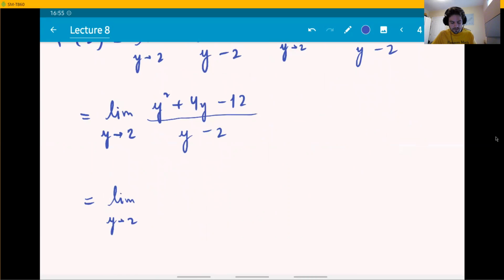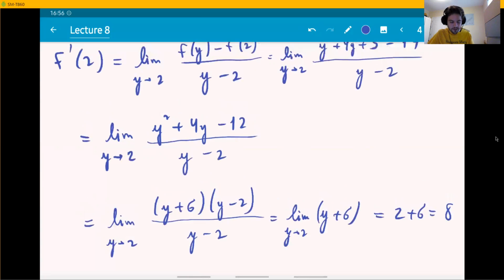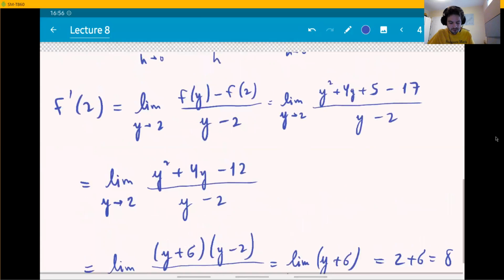So if you try to factor the numerator, you're looking for two numbers with a sum of 4, product of minus 12. They are 6 and minus 2. This checks out, and now you can see the y minus 2 goes away. Limit of y plus 6 as y goes to 2 is 2 plus 6, which is 8, the same answer that we found above. All right, so this is how you compute a derivative at a point, the point 2, using the definitions.